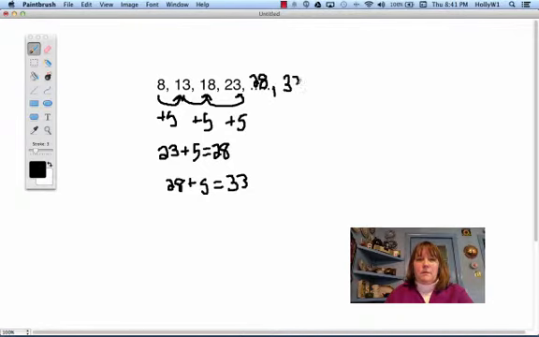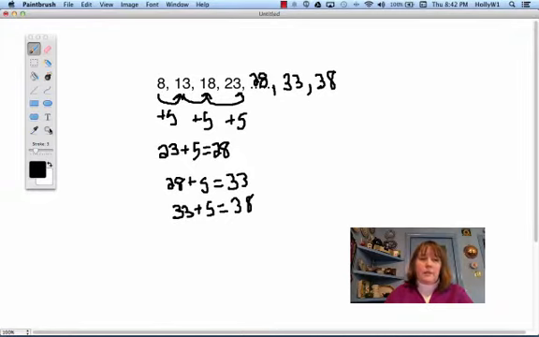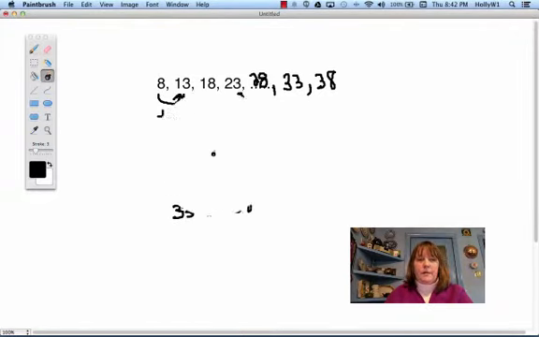To find the next one after 33, take 33, and we add 5 to it to get 38. So those are the next three terms in my sequence. So 8, 13, 18, 23, 28, 33, and 38. Okay? Well, let's take a different example.